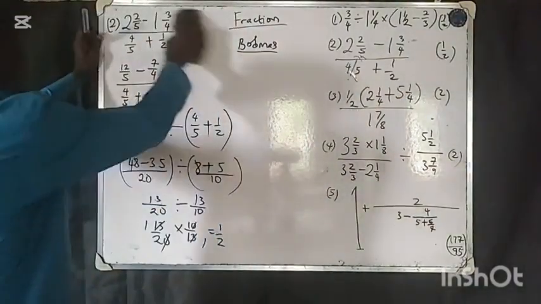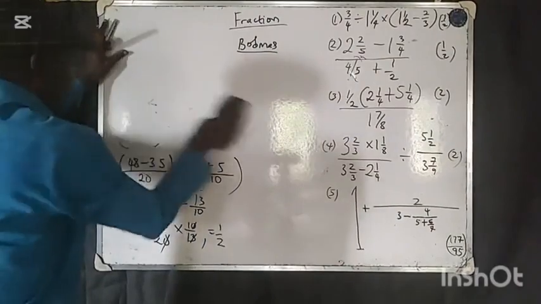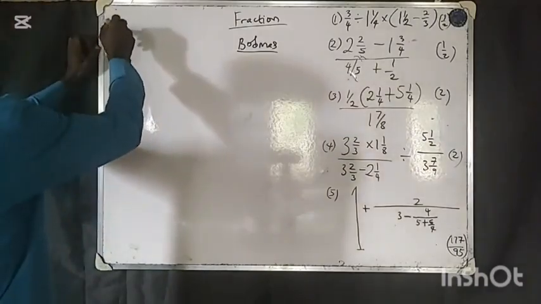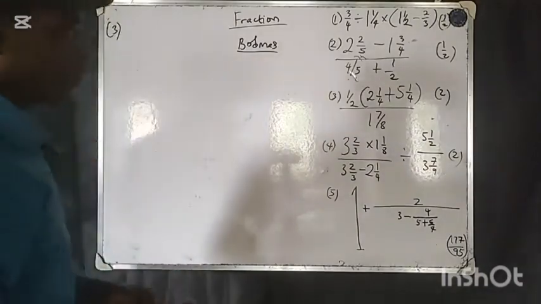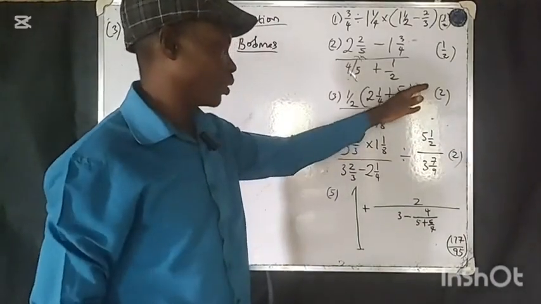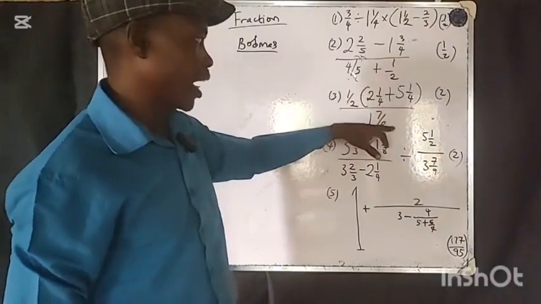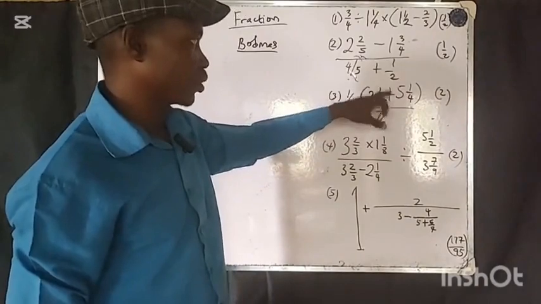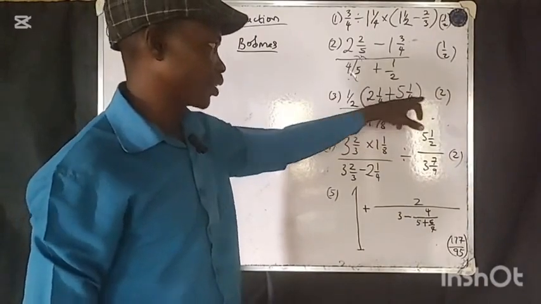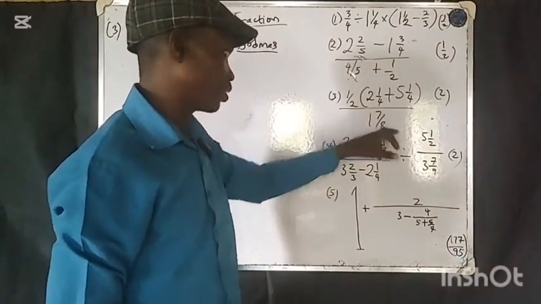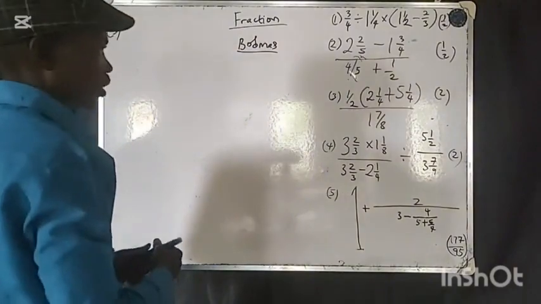So we move to number 3 without wasting time. Number 3 question is almost the same as number 2. There's one fraction carrying another fraction. This fraction is carrying this. So it's the same as saying the fraction on top divided by the fraction down. So we write it that way straight away.